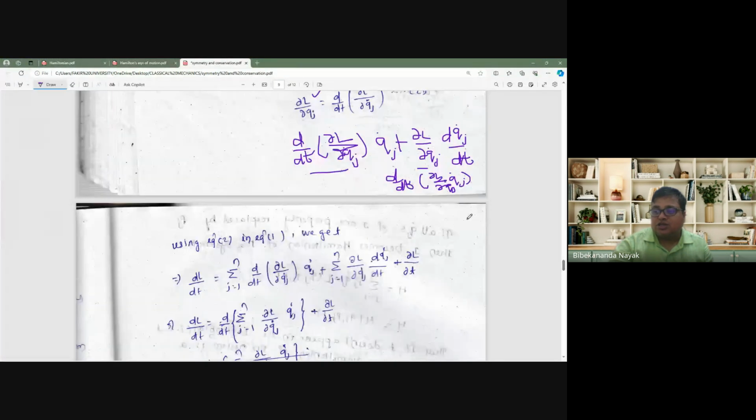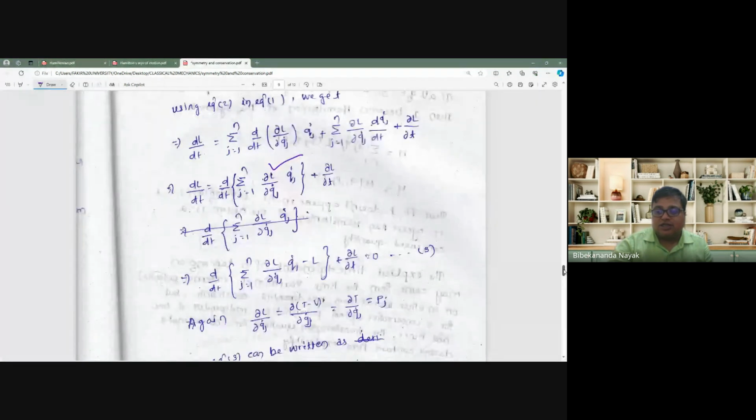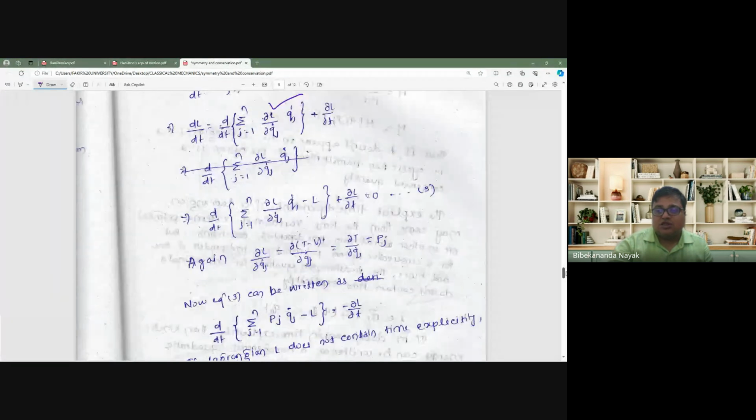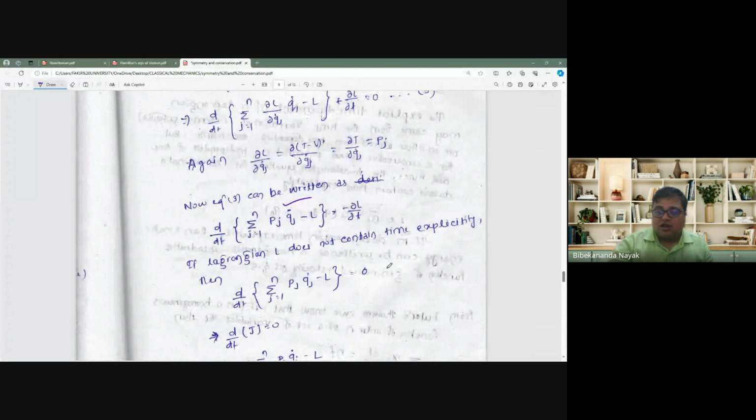But del L by del qj dot is pj, we know that. So del L by del qj dot into qj dot, again del L by del qj dot is nothing but pj, so it will be pj qj dot minus L. So we got this equation from pj qj dot minus L, which equals minus del L by del t. If L does not contain time explicitly, if time is cyclic, the Lagrangian doesn't contain time explicitly, then del L by del t is equal to 0, and this d by dt of this quantity becomes 0.